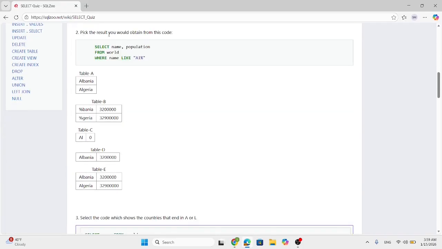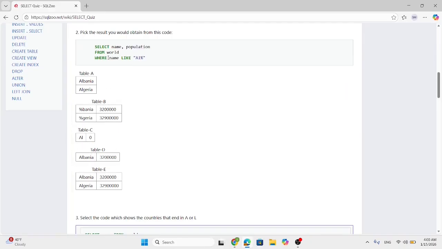Let's see. Pick the result you will obtain from this code. These are 5 tables, as you can see. We need to get name and the population from the world table. In the first table, there is just name. The rest have population and the name.